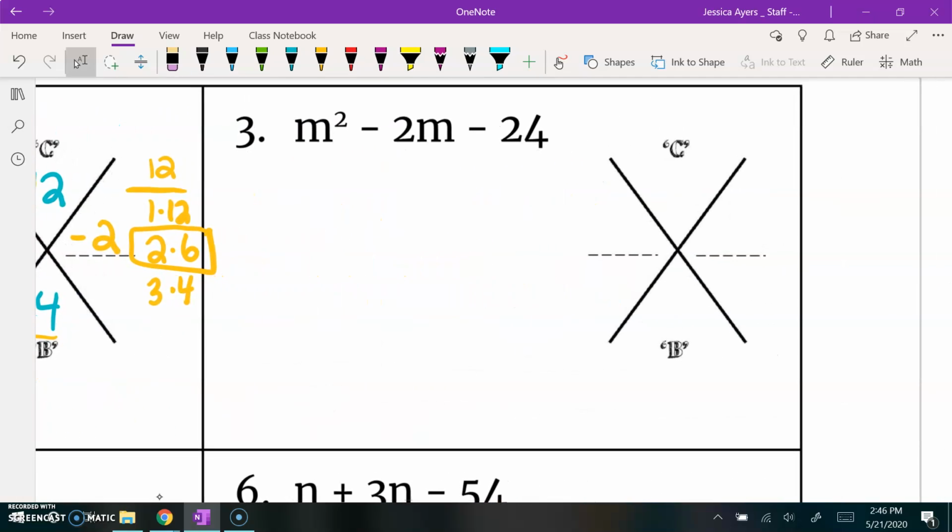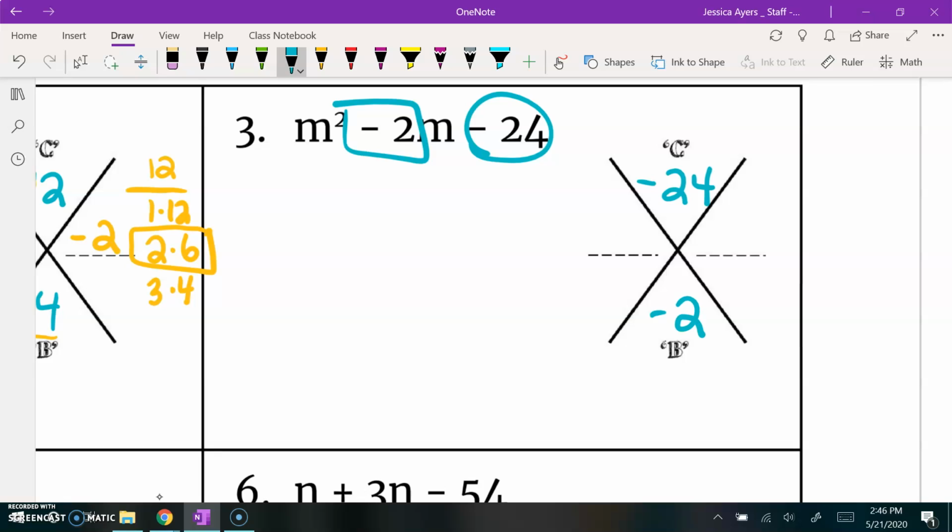And let's do one more together, looking at number 3. Again, C value goes on top. It's a negative 24. B value goes on bottom. It's negative 2. Thinking about our factors of negative 24, it's 1 and 24, 2 and 12, 3 and 8, 4 and 6, and 5 doesn't work. Then you're going to look through your list and figure out what will subtract to give me 2. And we see that that is 4 and 6.